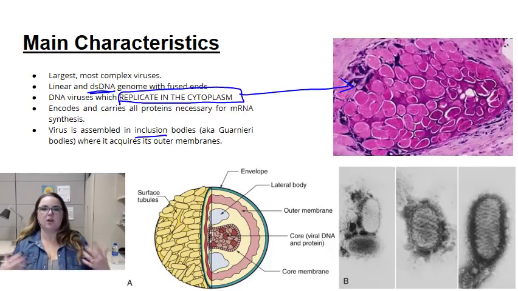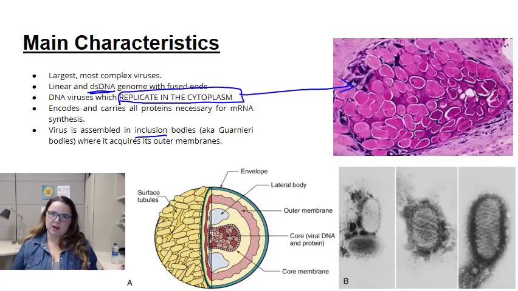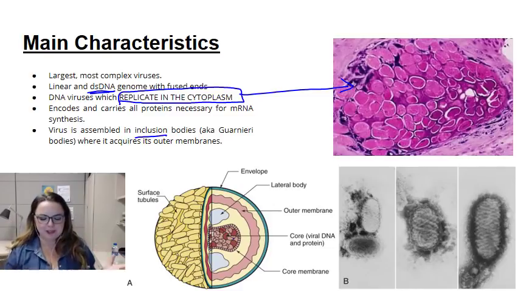The inclusion bodies are known as Guarnieri bodies, and here's a really bad microbiology joke for you. You can associate Guarnieri bodies with smallpox because smallpox is all Guarnieri. Yay. Okay, bad joke. But it does help you remember it. Trust me, one day you're going to be taking an exam and you're going to chuckle to yourself saying, that Dr. Richards, her dad jokes pay off sometimes.